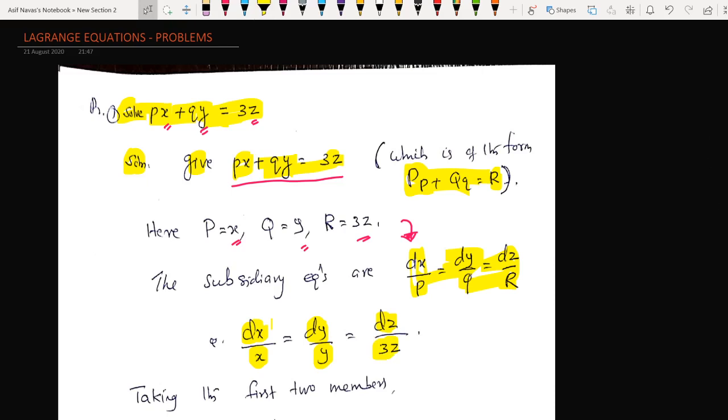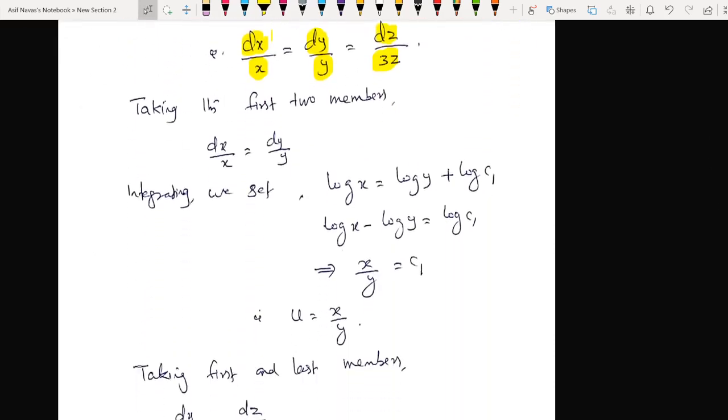Now look here, in these two terms, z is missing, z is absent. So in these two equations, z is absent, so we can use grouping. So we take dx by x equal to dy by y.